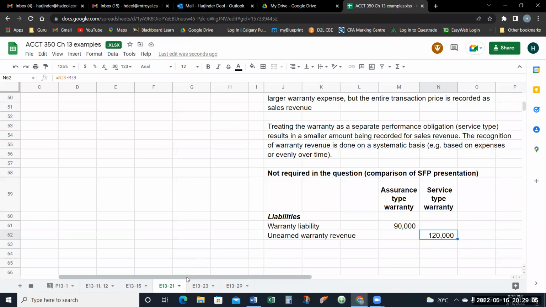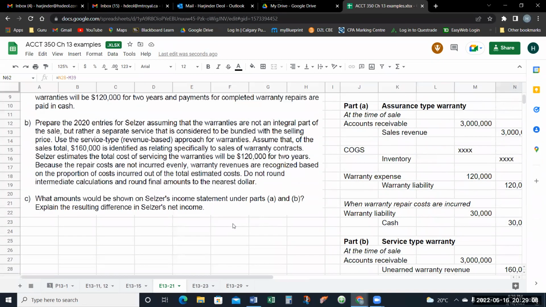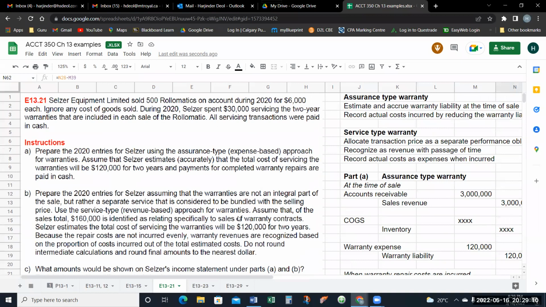All right. So bottom line to remember is you got to look at the facts presented, whether the warranty that you're dealing with is an assurance type warranty, that means it's included in the overall price, or is it something that the customer is paying for separately, something that the customer can benefit from separately as well. So on that note, I am going to stop this video and I'll record a separate video showing the other remaining examples. Thank you.